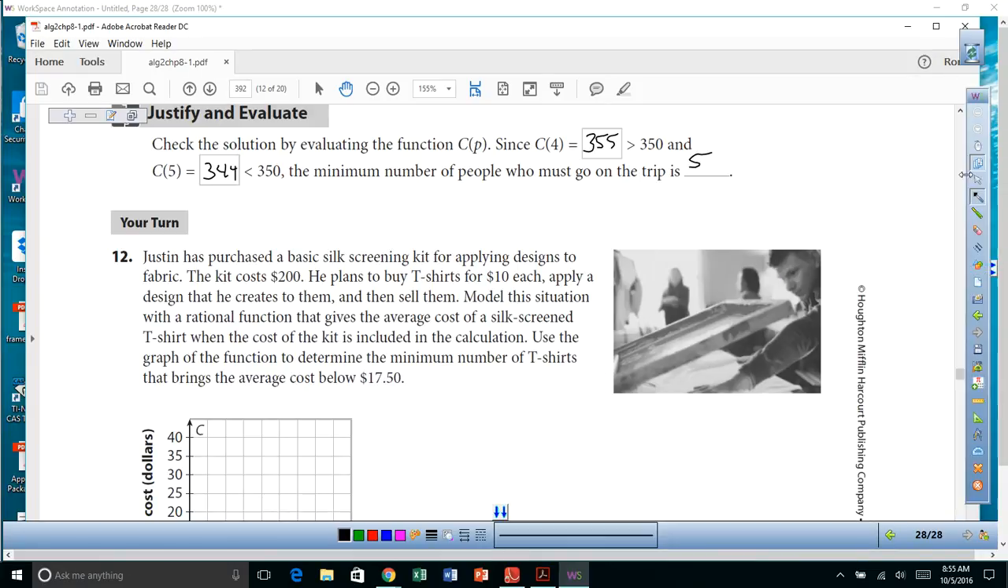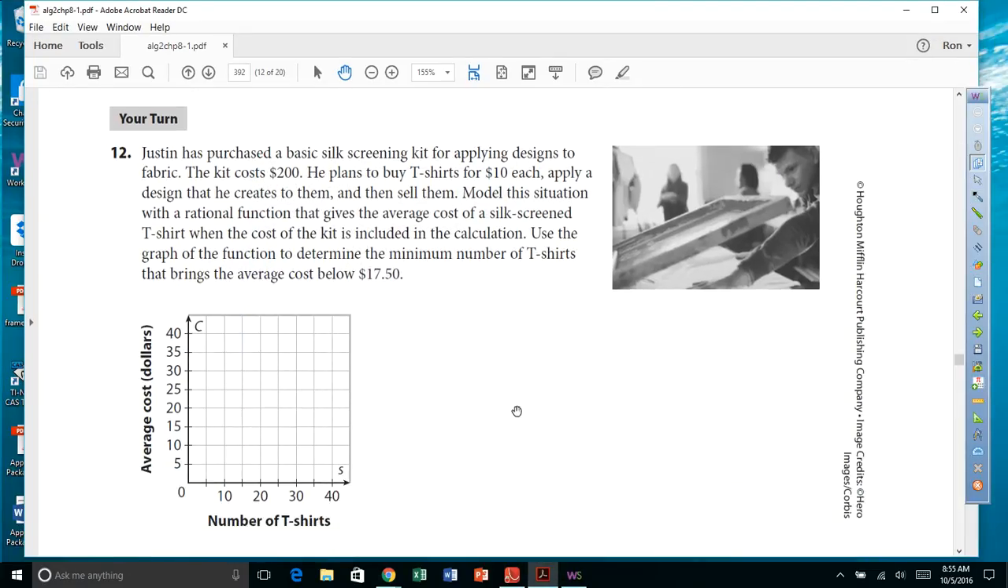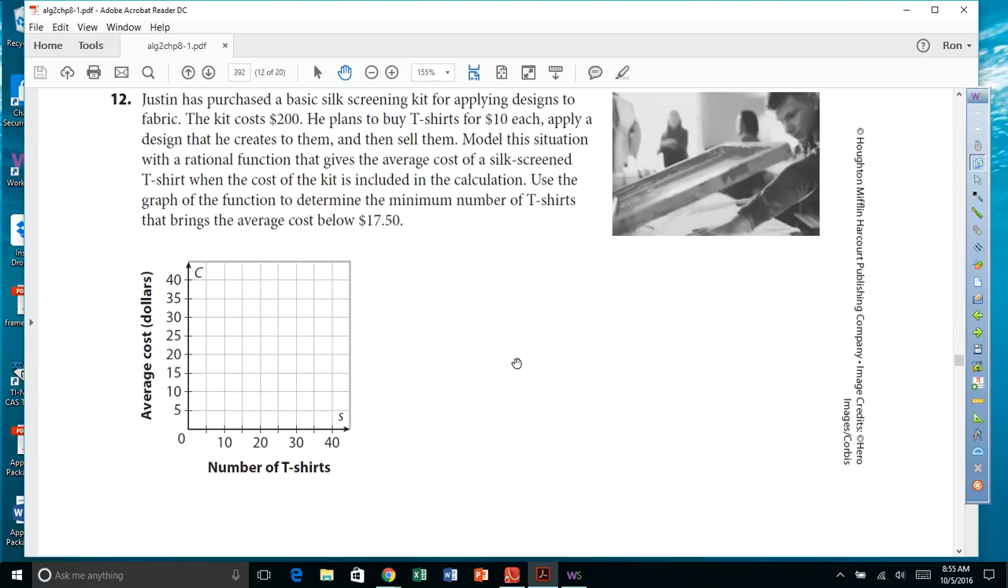Justin has purchased a basic silk screening kit for applying designs to fabric. The kit costs $200. He plans to buy t-shirts for $10 each, apply a design that he creates to them, and then sell them. Model the situation with a rational function that gives the average cost of a silkscreen t-shirt when the cost of the kit is included in the calculation. Use the graph of the function to determine the minimum number of t-shirts that brings the average cost below $17.50.